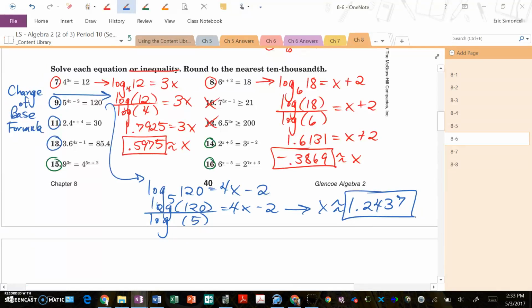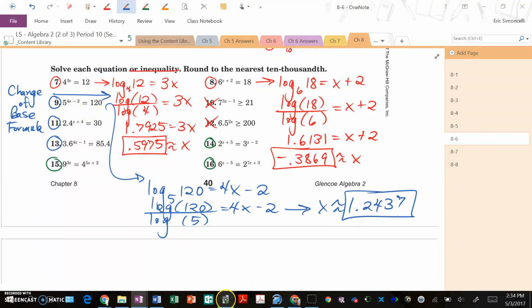Now to check our answer, and I know you guys remember that it's good to check answers. Technically, you don't have to in a problem with an exponential to start with. On a log equation problem, you really have to. Here you don't have to, but I do want you guys to see that it does work. Remember, the original problem was 5 to the 4x minus 2 equals 120.